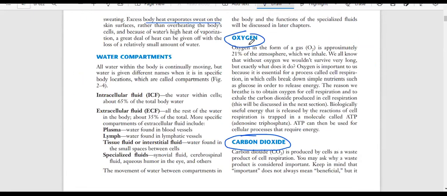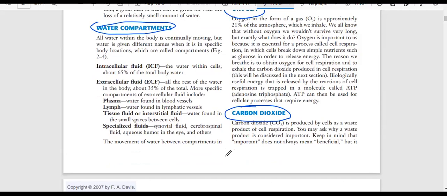Okay, now we will talk about water compartments. So please again join everyone. Okay, we will continue the lecture.